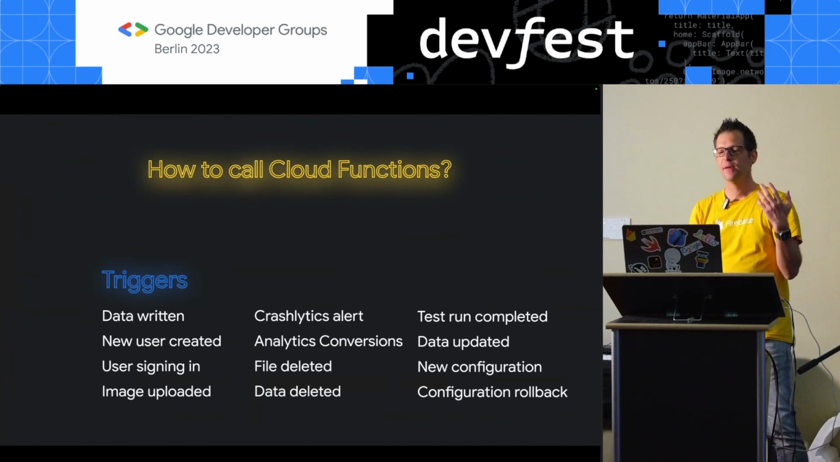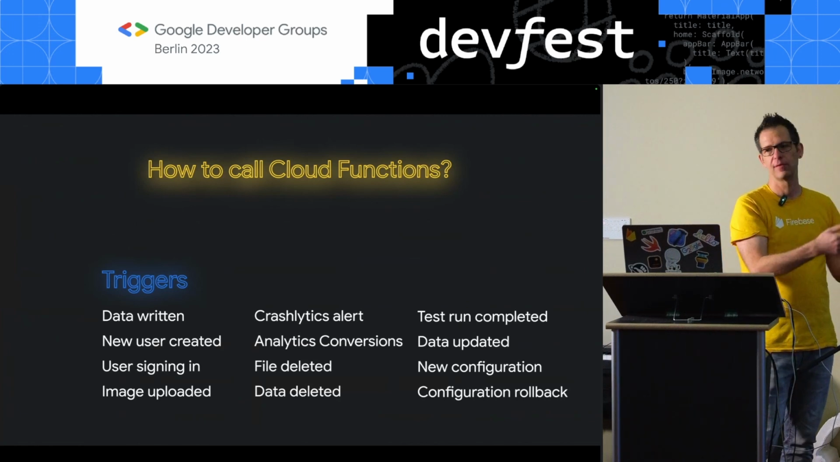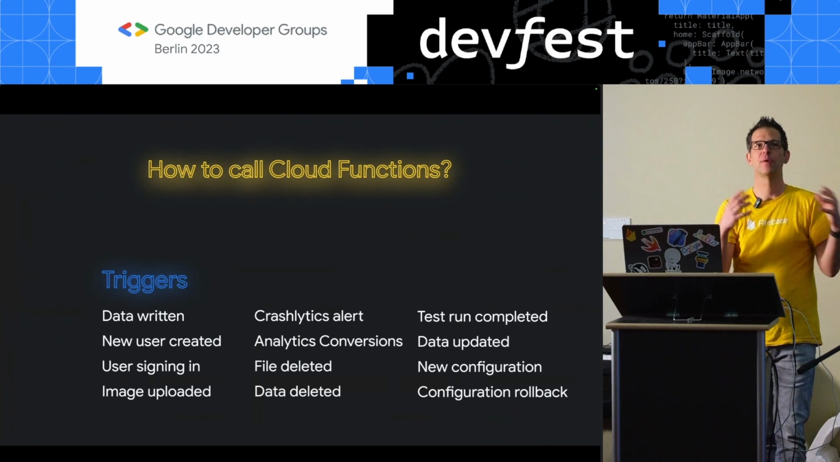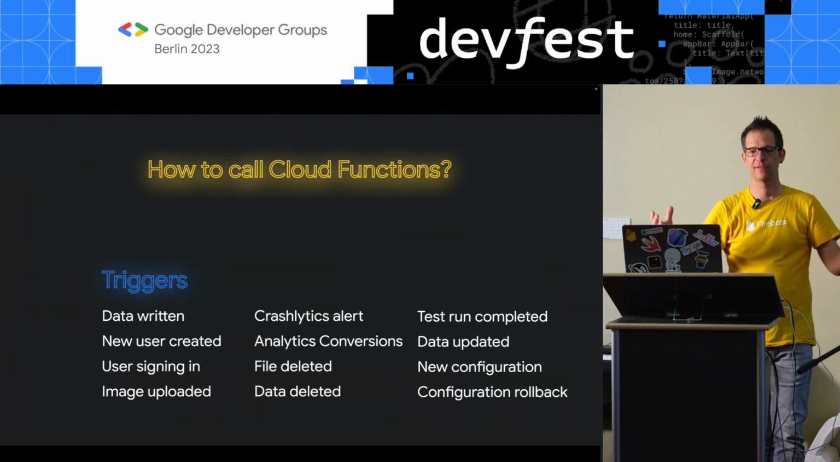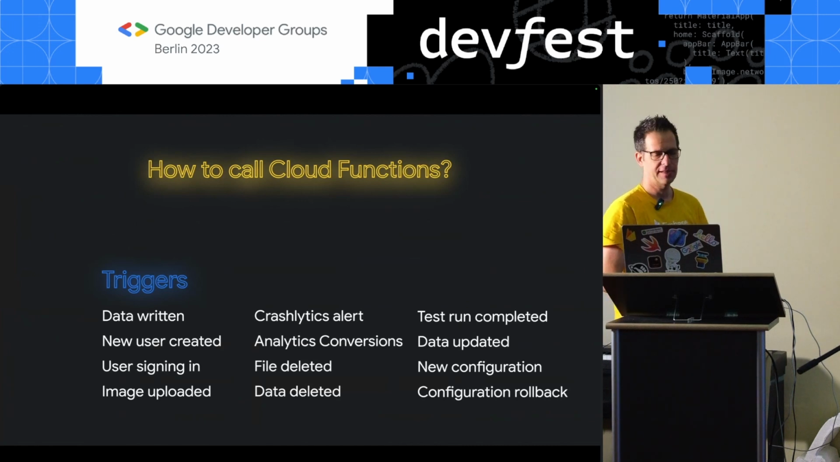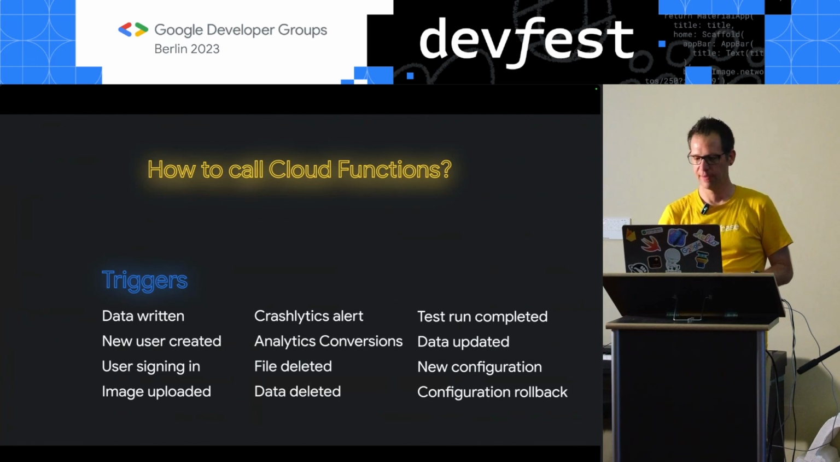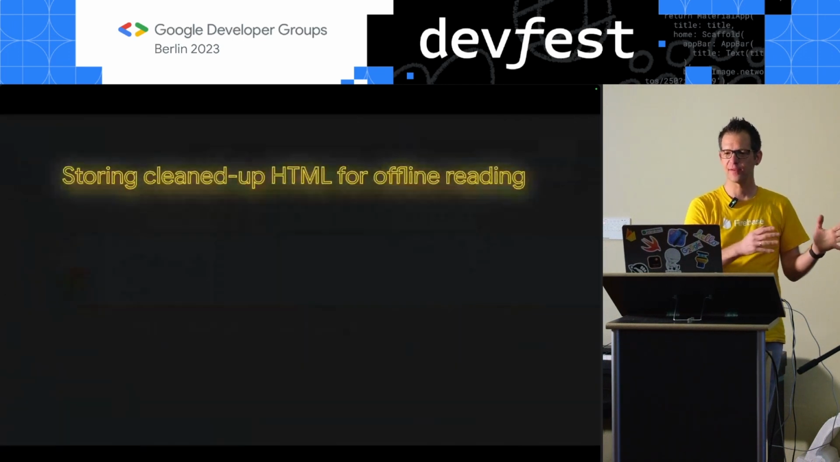Or maybe you want to do something when the user stores a new document, right? So in our case, when the user stores a new document into Firestore, we want to run a function that downloads the URL and simplifies the text. But there are more triggers, and here's just a small selection of them. So that is a really, really good way to enhance your application whenever something interesting happens.